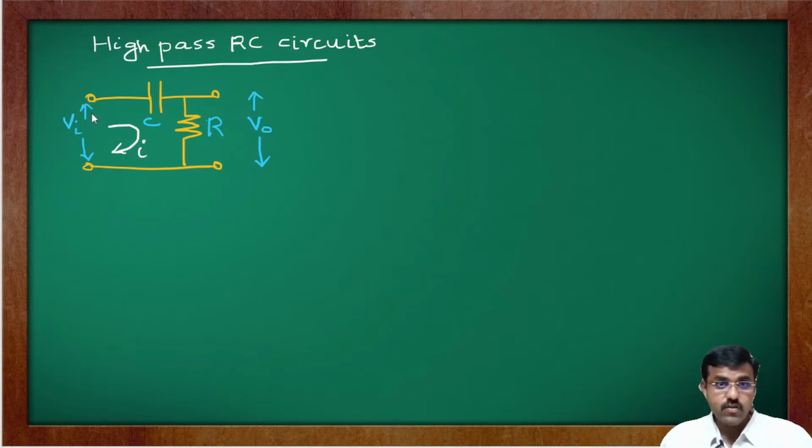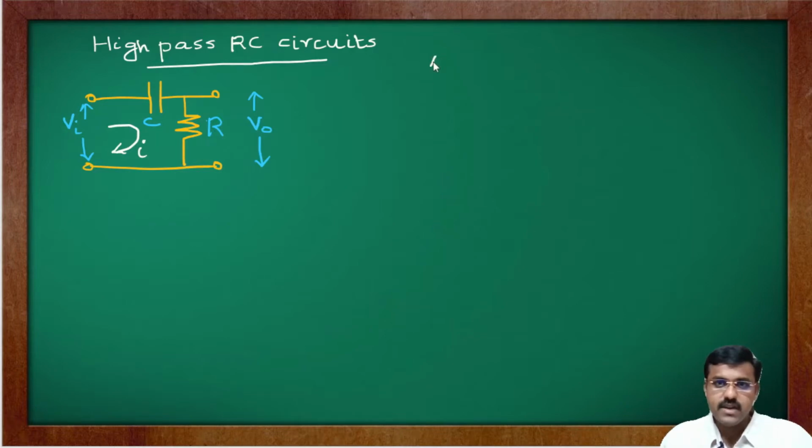You can see here these two terminals, Vi. One terminal is directly connected to the capacitor, and the output V0 is taken across the resistor R. Let I be the current flowing through this high pass RC circuit. Now this circuit basically behaves like a filter.